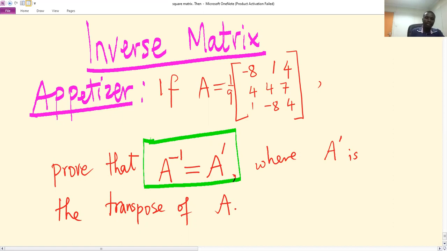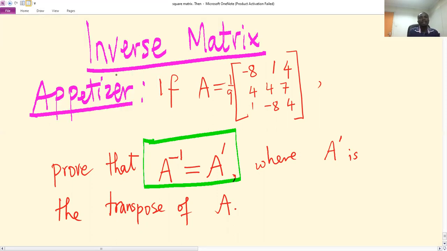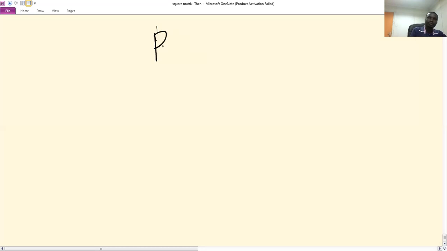To prove that two matrices are inverses of each other, you just have to show that the product of the two matrices is an identity matrix. So you get the transpose of the given matrix A, and then show that if you multiply that transpose by the matrix A, you get an identity matrix. That is enough proof to show that the transpose is the same as the inverse. So, proof.